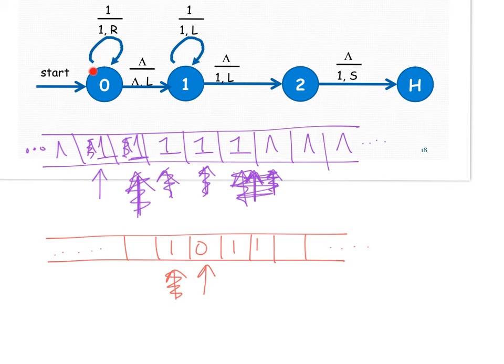And what are our options? If we see a 1, we replace it with a 1 and go right. Well, I don't see a 1. If I see a lambda, replace it with lambda and go left. Well, I see a 0. There's no way to leave state 0 if I see a 0, right, on my tape, if my symbol is a 0. So that just means we fail. Done. Doesn't work.